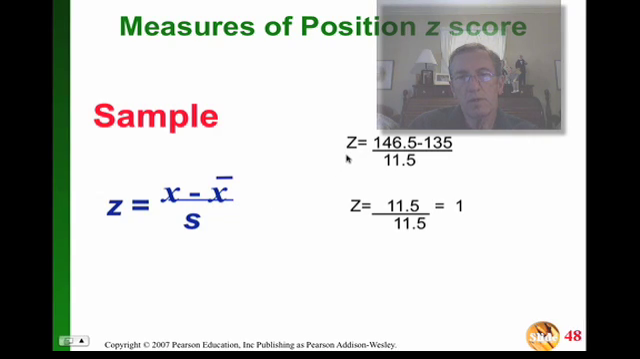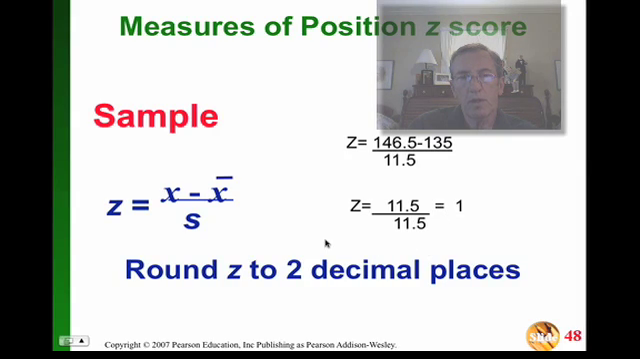So I've got z over here. I pick a point to represent x of 146.5, minus 135, which was the mean, over 11.5, which is the standard deviation. It came out to be 11.5 over 11.5, equal to 1. So relative to the average, this value, 146.5, is 1 standard deviation away, because the standard deviation divided in equals a whole number of 1.